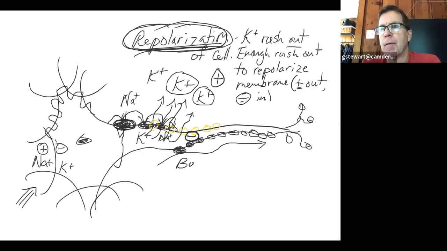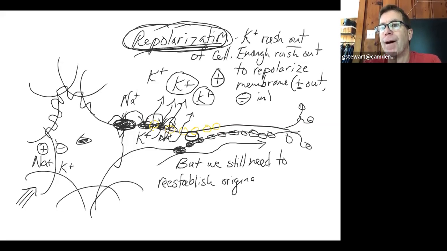But we still need to reestablish the original ion concentration. We've established the original electrical polar differences, but now we've got it flipped. We've got potassium out here, sodium inside.